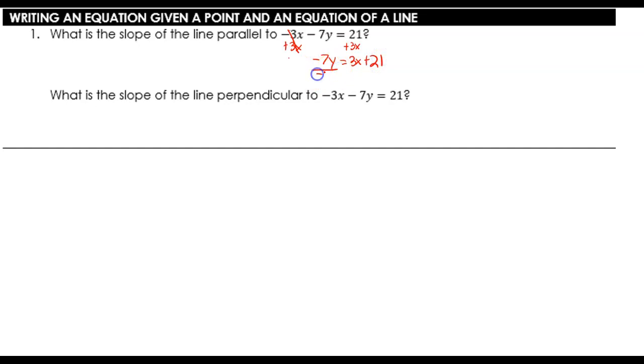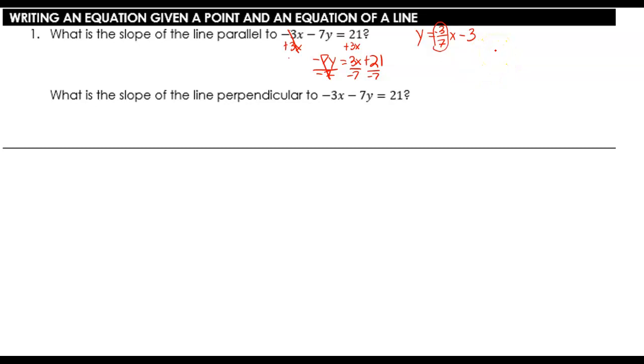Then I divide by negative 7. These will cancel. That leaves me with y equals 3 over negative 7 x. And then 21 divided by negative 7 is negative 3. So that is my slope-intercept form. And I can see very easily that the slope of my line is right here, negative 3/7. So that's the slope of any line that is parallel to the line that they gave us.